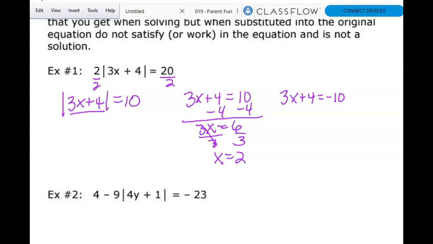And I'm going to do this again. I'm going to subtract 4 and divide by 3.